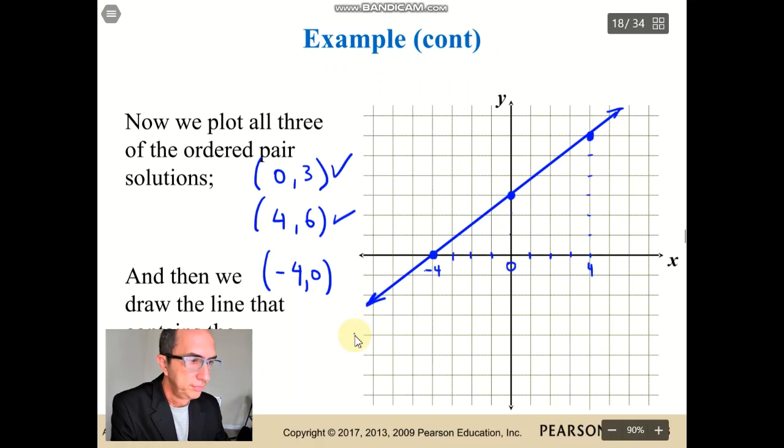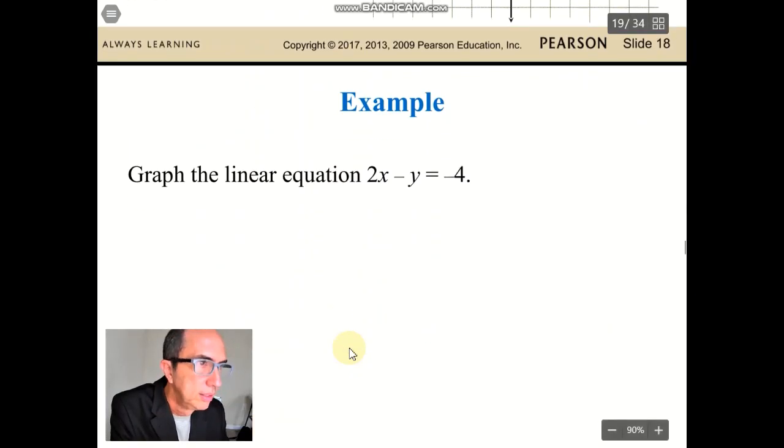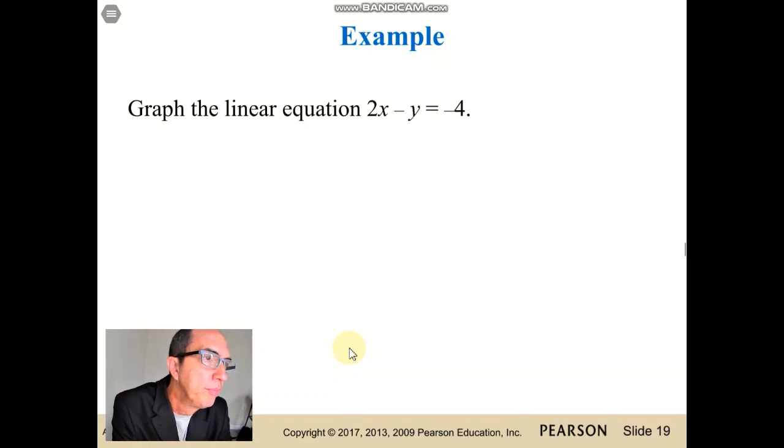Very good. So we've done our first graphic. Let's see the next example.